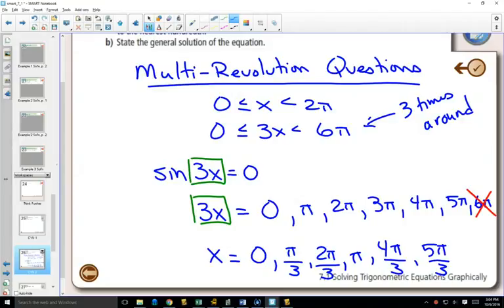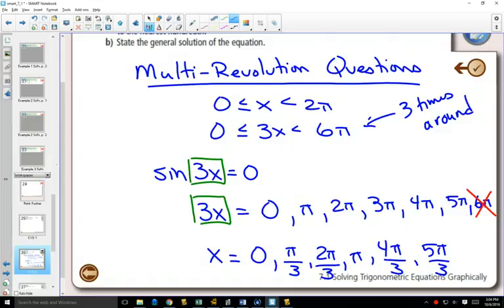Yes, they are. And so on a multi-revolution question, you might have to solve it first many times around, and then when you divide, all of your answers are between 0 and 2 pi like you wanted them to begin with.